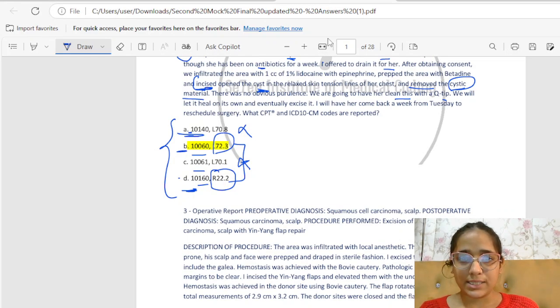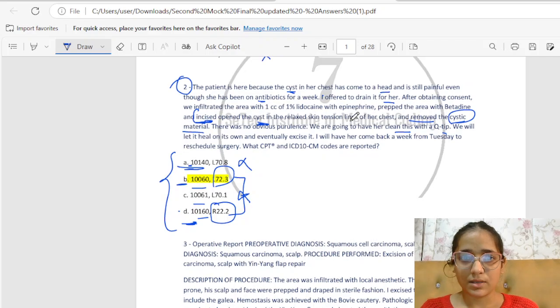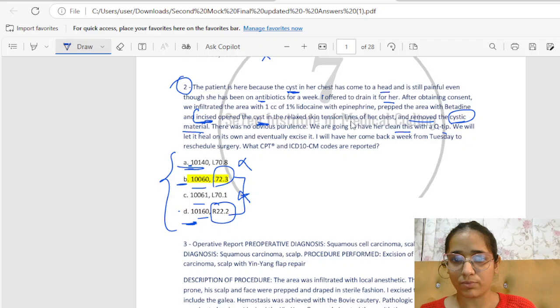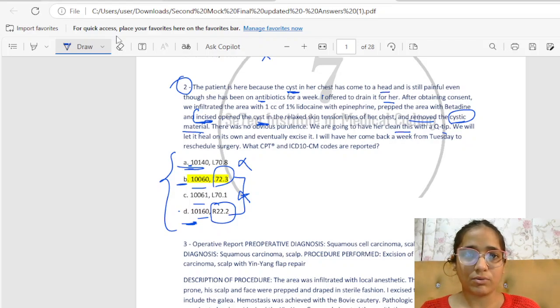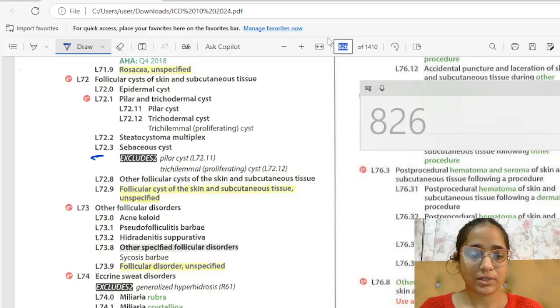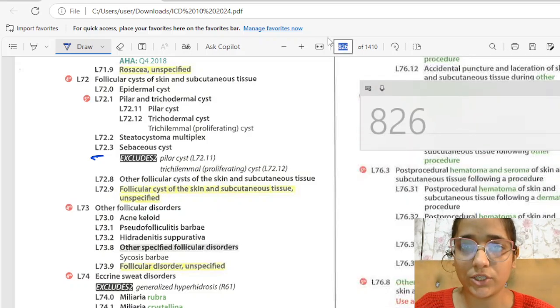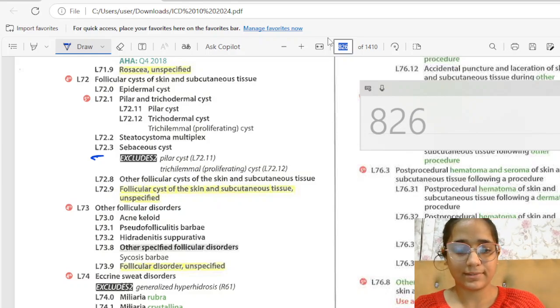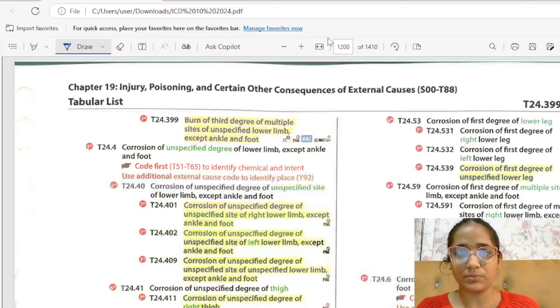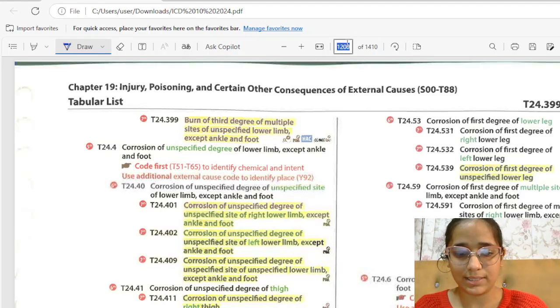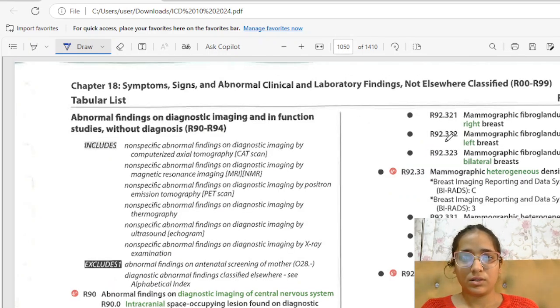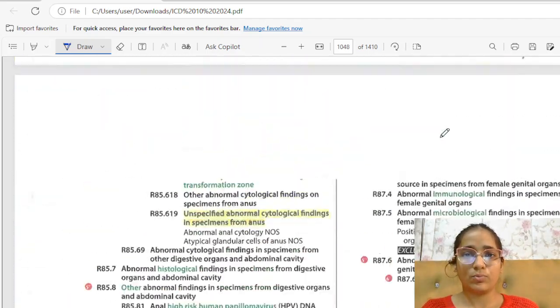So let's see if we have documentation of the sebaceous cyst. Patient has the cyst in her chest after obtaining cystic material. So we just have documentation of cyst. Now look at the code R22.2. So reach the R22.2. Let's try page number 1200. No, let's try 1050. R22.2.